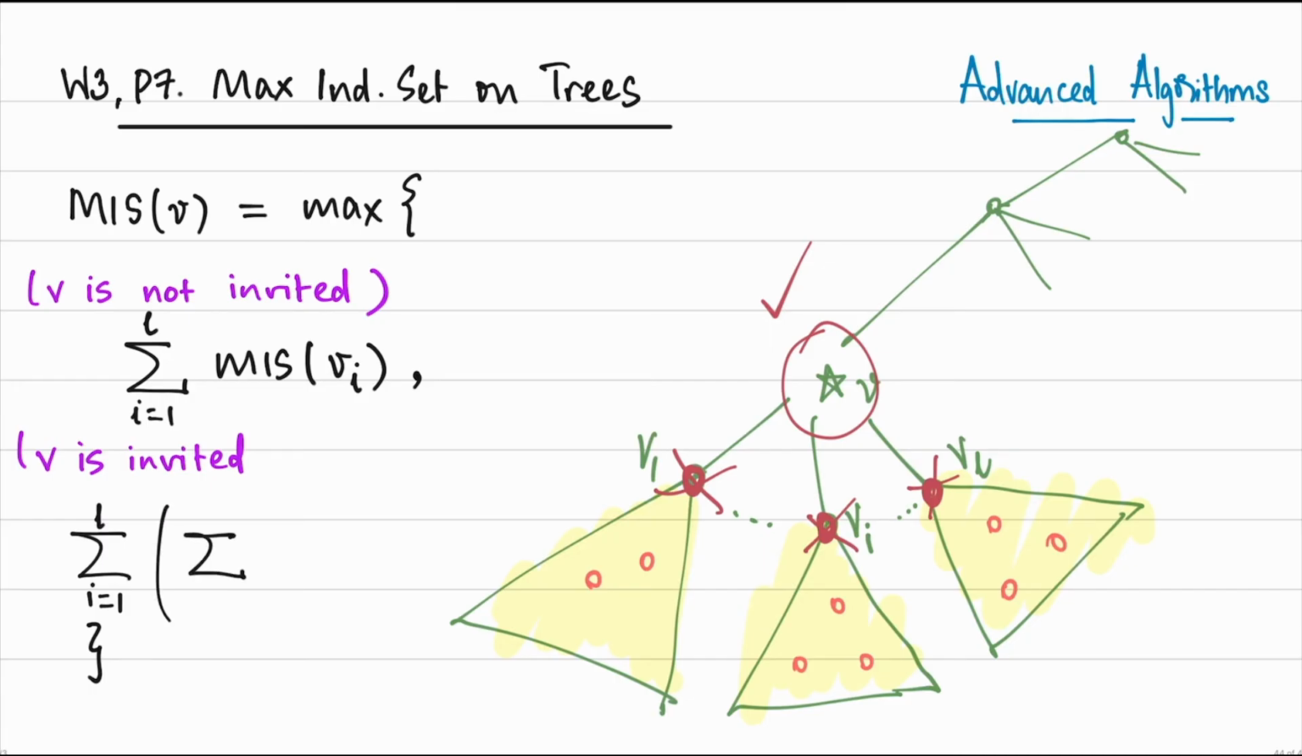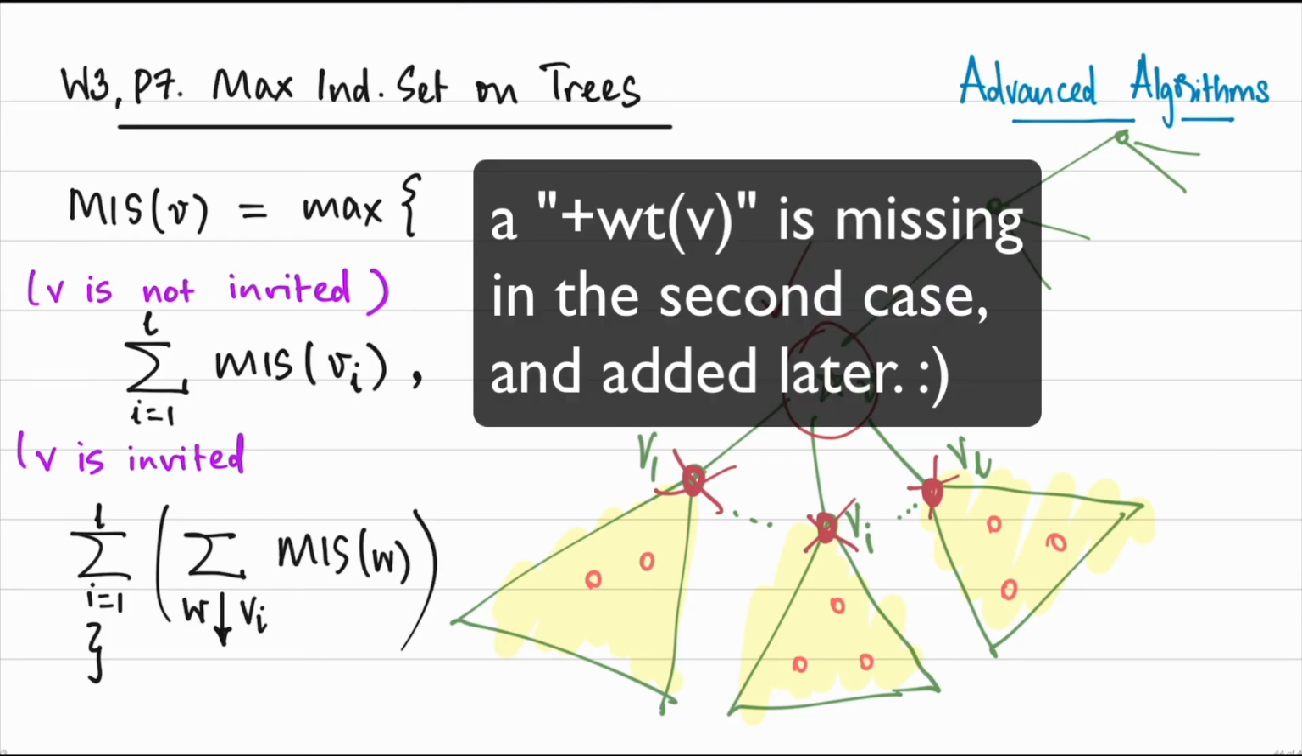So let me just say, I want to sum over W being a child of V, and I'm going to look at the MIS of W. That's what we have here. And the better of the two options, because we don't know if V is invited or not. This we don't know up front.